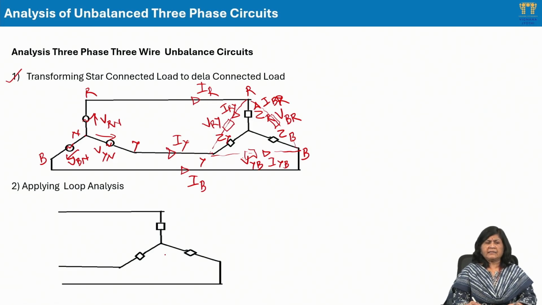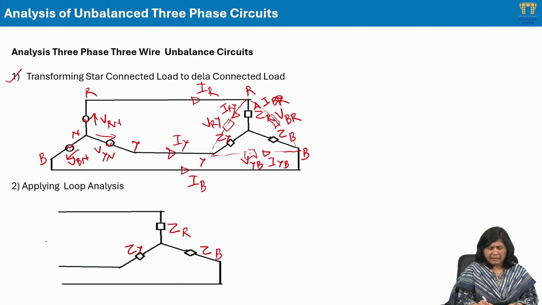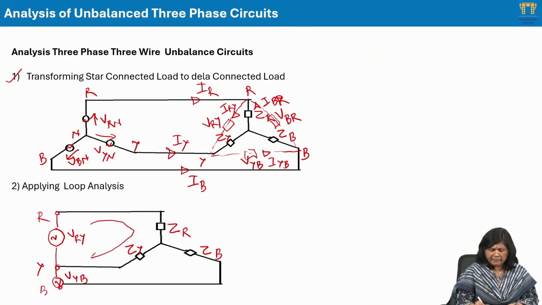Another method is applying the loop method. So I have here ZR, ZY and ZB. These are terminal R, terminal Y and terminal B. So what I can assume here is my line voltage VRY, and this is my line voltage VYB. So I can assume one loop current here, I1, and another loop current here, I2.